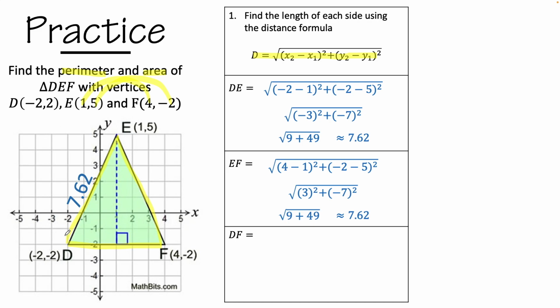Now DF, this is awesome. We can just count 1, 2, 3, 4, 5, 6. I love it when it's a straight line. We don't even have to do the distance formula. It's just 6.